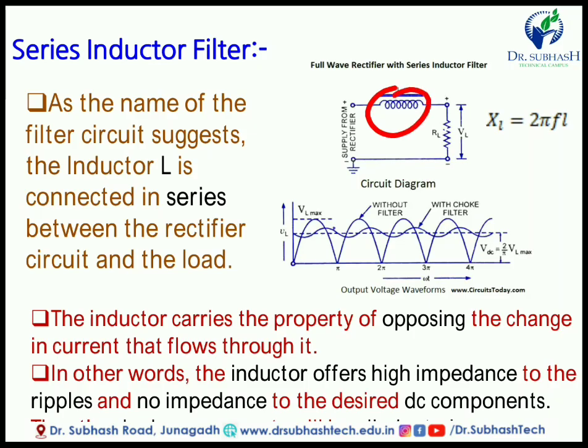Now we know about the inductor. If we want to characterize the inductor, we use XL, which is the inductive reactance, given by 2 pi F L. Here F is the frequency and L is the value of inductance. According to the frequency, XL is different. The inductor has the property of opposing the change in current that flows through it.